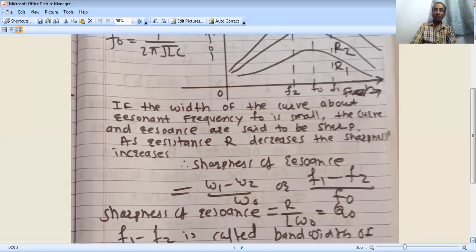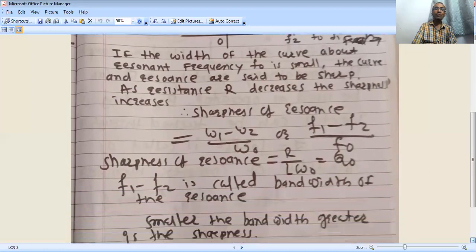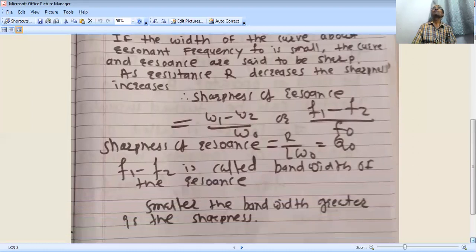Again, I want to tell you, my friends, what is Q0? Q0 is the quality factor. Then the quality factor depends upon what? R divided by L upon omega 0. That's why by properly selecting circuit components, you can obtain a desired sharpness, a desired quality factor. Okay? In other words, F1 minus F2 is called the bandwidth of the resonance.